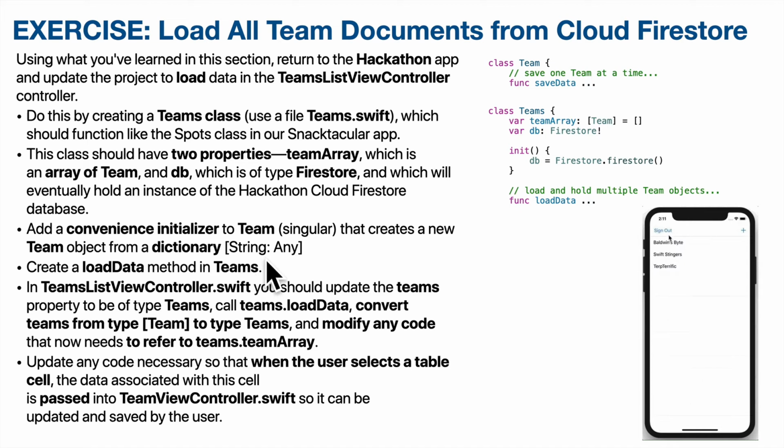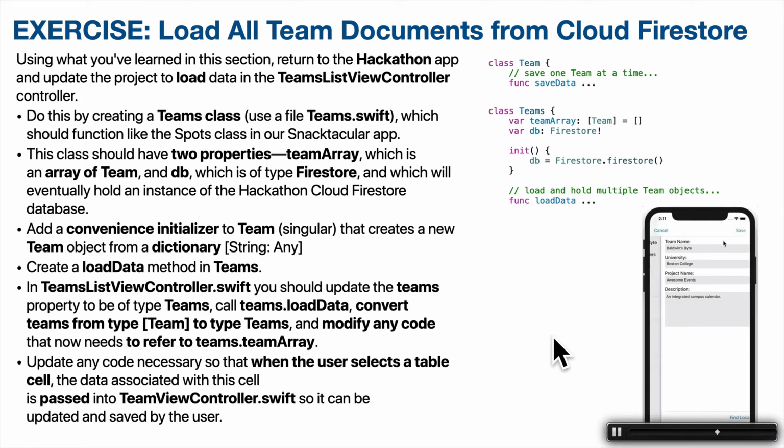It's very modular. It requires just some small modifications to change the data model from spot and spots to team and teams. Then we'll update our team list view controller. We'll change the teams object to the new teams type. We'll call the load data method of teams in view will appear. We'll update the table view extension for the new teams object with this new team array. And we'll be sure to add a prepare for segue so that any cell clicked will pass the team selected over to the team view controller.